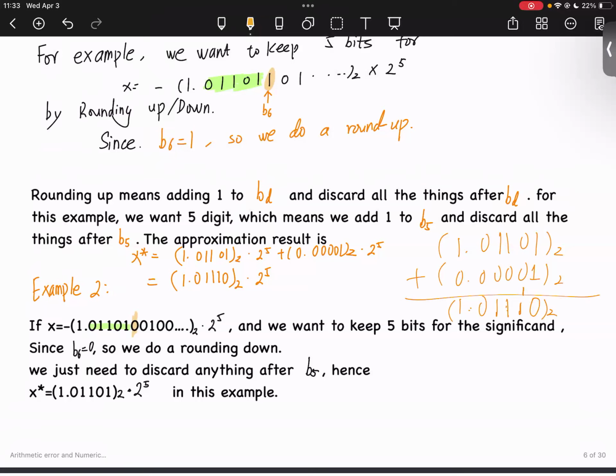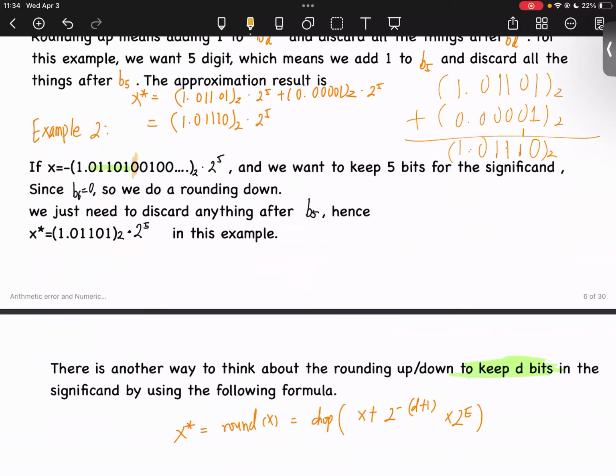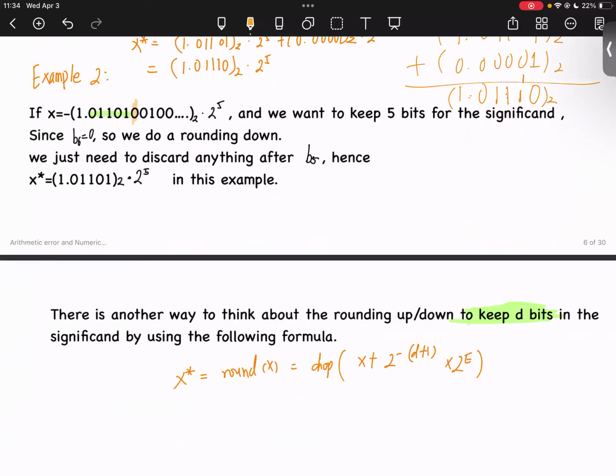It just depends on, if we want to keep x bits, then we look at the x plus 1 bit, and it depends on whether that x plus 1 bit is 0 or 1. Any questions? Oh, that's really good. So far, we have already talked about rounding up and rounding down.